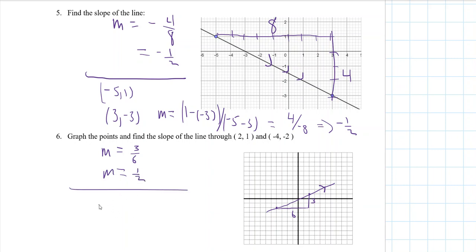Or if you prefer, you can use the formula. y2 minus y1 would be minus 2 minus 1 over minus 4 minus 2, which is minus 3 over minus 6, which is a half.